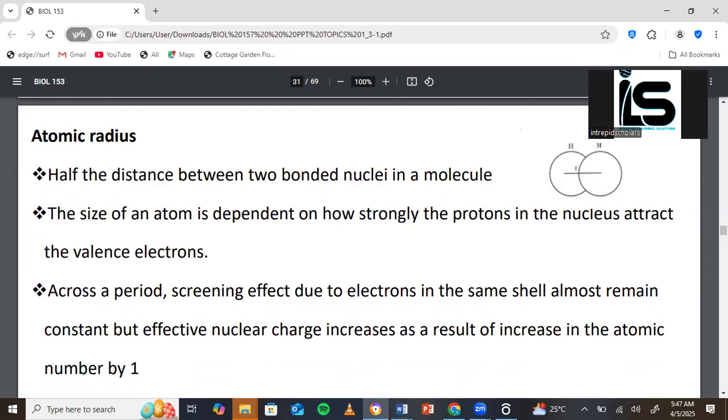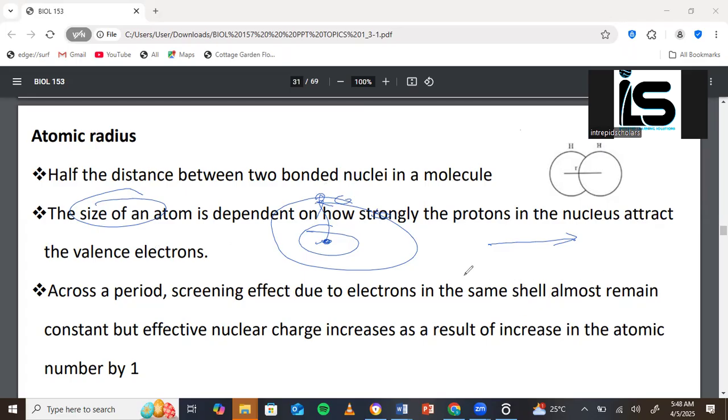Now, the size of the atom or the atomic radius is determined by how much the nucleus is pulling the outermost electrons, just the outermost, the valence electrons. How much the nucleus is pulling the outermost electron will show you the size of what? Of the atom, right? Now across the period, because the shells don't increase, the same number of shells are there, but the protons or the atomic number increases, the size will decrease.